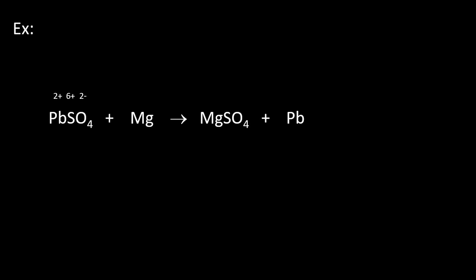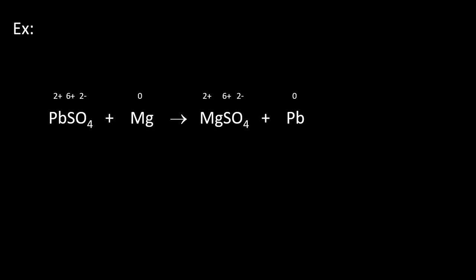Magnesium here is a metal, so it's going to have a 0 oxidation number. The magnesium sulfate is going to be very similar to the lead(II) sulfate: 2+, 2- for the oxygen, so therefore the sulfur is going to be 6+. You'll notice that the sulfur and the oxygen are the same from one side to the other. Lead metal, because it's an element, has an oxidation number of 0. And so we can see that the things that change oxidation numbers from one side to the other: lead goes from 2+ to 0, and magnesium goes from 0 to 2+.